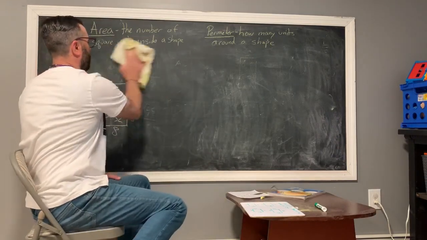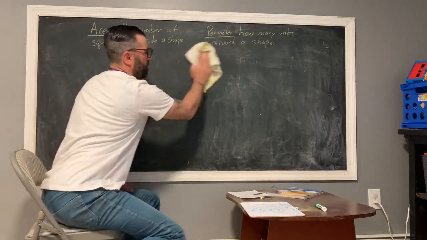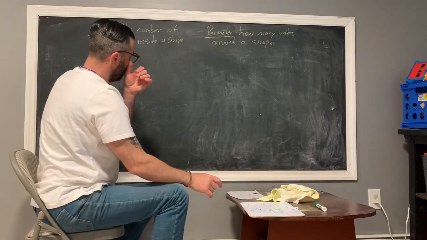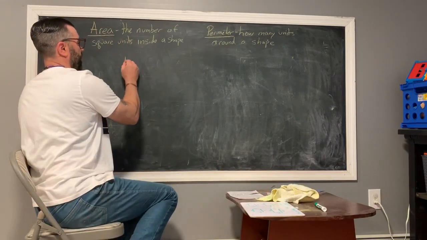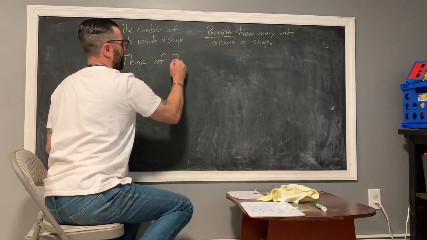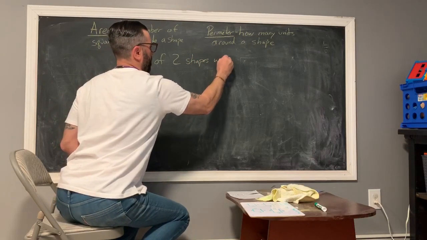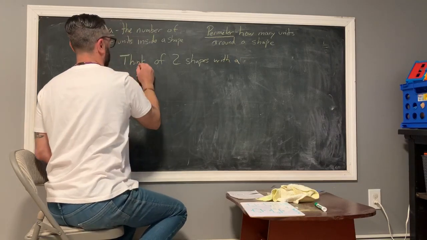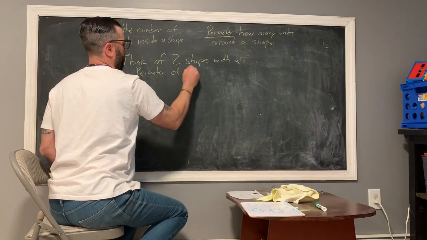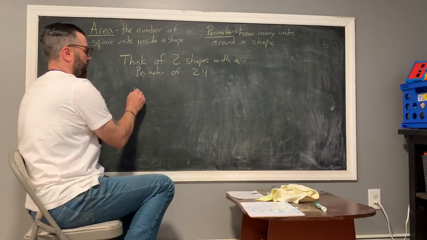So let me show you what the questions are gonna look like today. It even took me, your teacher, a little bit of time to figure out. So the questions are gonna look like this. It's gonna say something like this. Think of two shapes with a perimeter of 24, okay? And then it's going to give you some different shapes, okay?